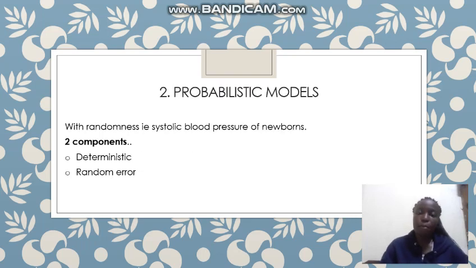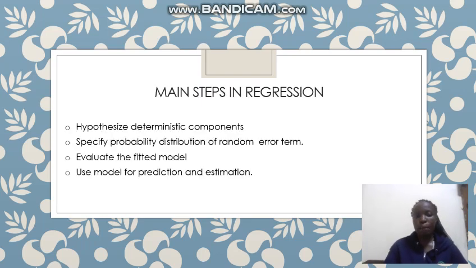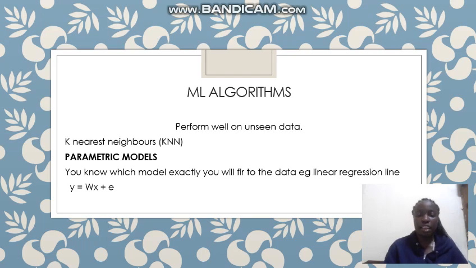Then the probabilistic models, these are with randomness. For example, the systolic blood pressure of newborns, and it has mainly two components, which is the deterministic and the random error. And we have the types of probabilistic models, where we have the regression, correlation, and also other models. Then the main steps in regression, we have the hypothesizing deterministic components. The number 2 is specifying probability distribution of random error term, evaluating the fitted model, and finally using the model for prediction and also estimation.